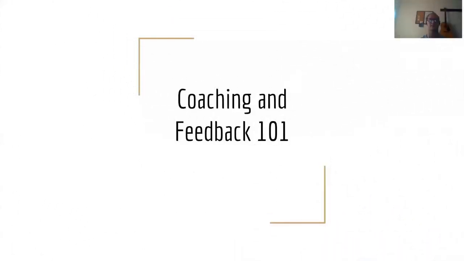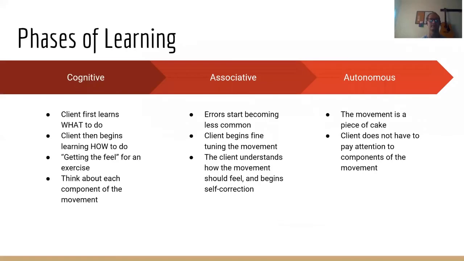So this was a topic that was requested when we sent out our pre-intervention survey. So this was something specifically requested by you guys. We want to cover coaching and feedback. So first, let's start off with a discussion of the phases of learning. There are three phases: cognitive, associative, and autonomous. The first is cognitive, and this is when first the client learns what to do, and then they begin to learn how to do it. Really, they're just getting a feel for an exercise, and it requires a lot of conscious effort.